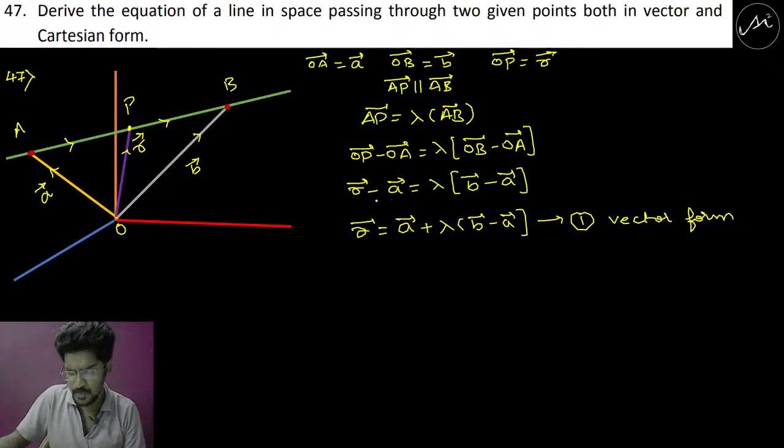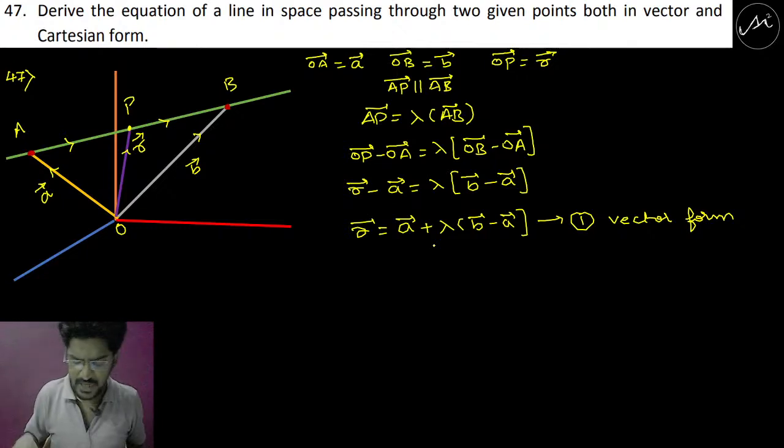In the place of OP, you can write vector R. In the place of OA, you can write vector A. In the place of OB, you can write vector B. In the place of OA, you can write vector A. Okay. So vector R equal to vector A plus lambda times of vector B minus vector A. So that is your vector form.